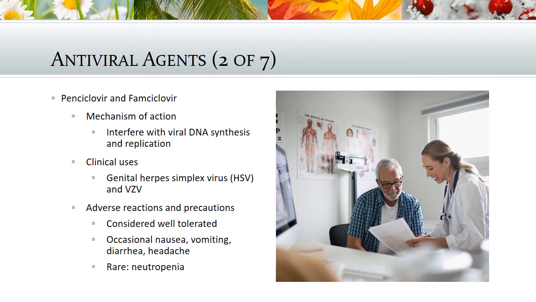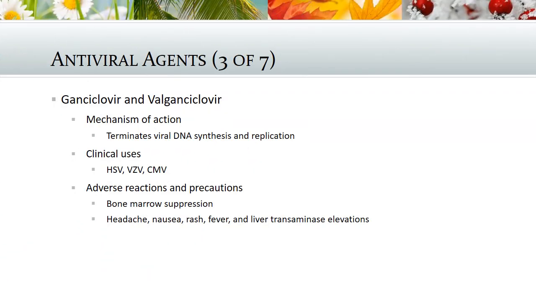Penciclovir and famciclovir interfere with the viral DNA synthesis and replication. Their clinical uses include genital herpes simplex and VZV. Adverse reactions and precautions are occasional nausea, vomiting, diarrhea, and headache, and rarely neutropenia. Ganciclovir and valganciclovir terminate viral DNA synthesis and replication. They're used in HSV, VZV, and cytomegalovirus. Adverse reactions include bone marrow suppression, headache, nausea, rash, fever, and liver transaminase elevation.